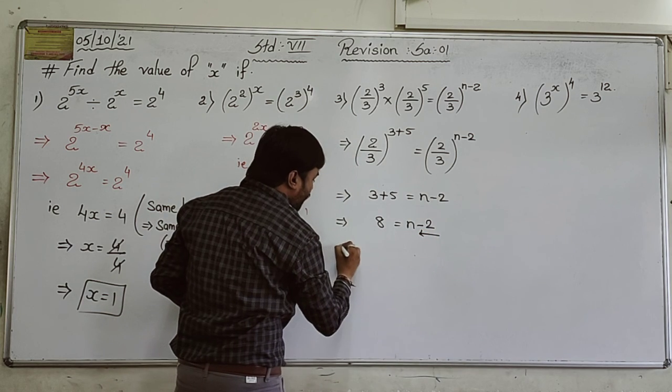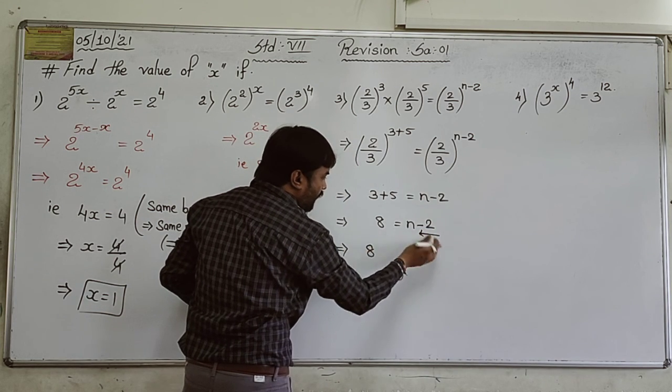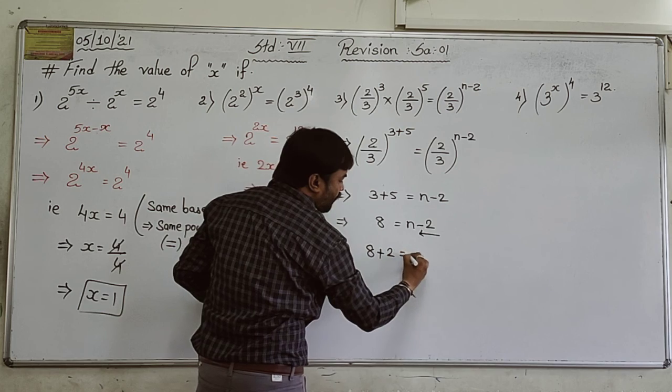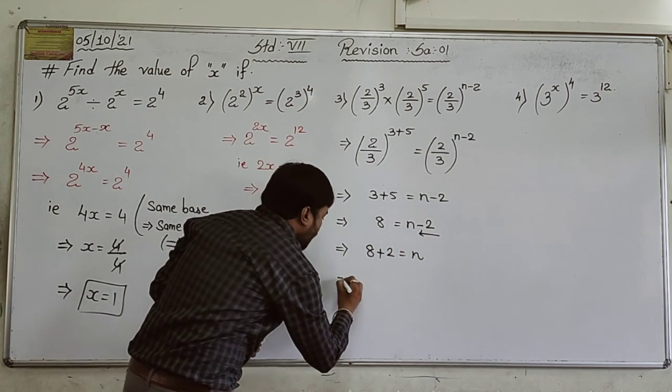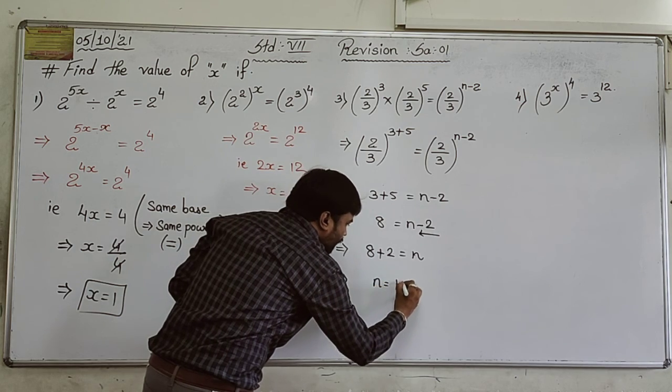Chalo, bring the 2 over. 8 plus 2 is equal to n, on the other side it will become plus, which implies n is equal to 10.